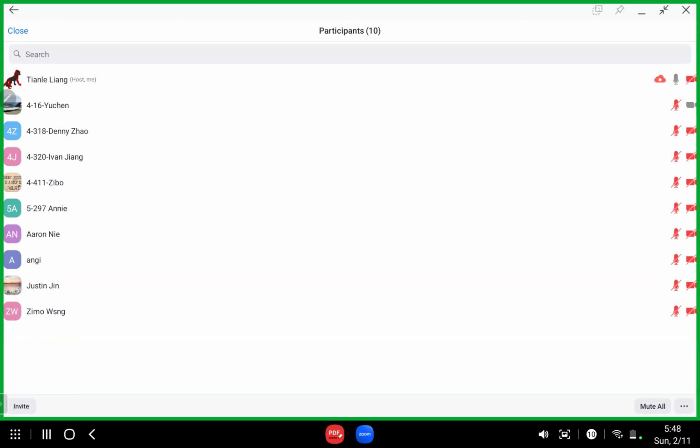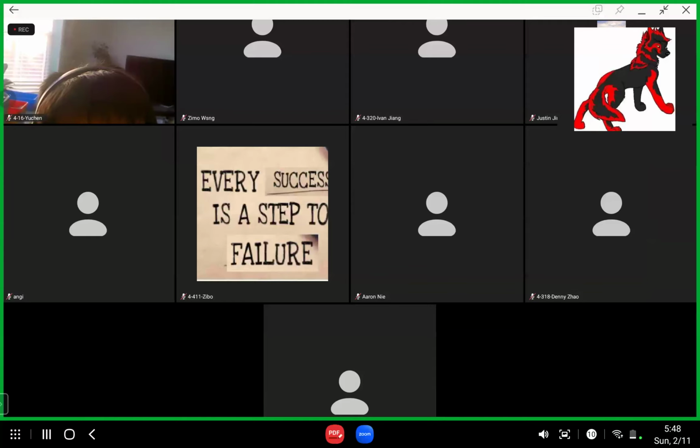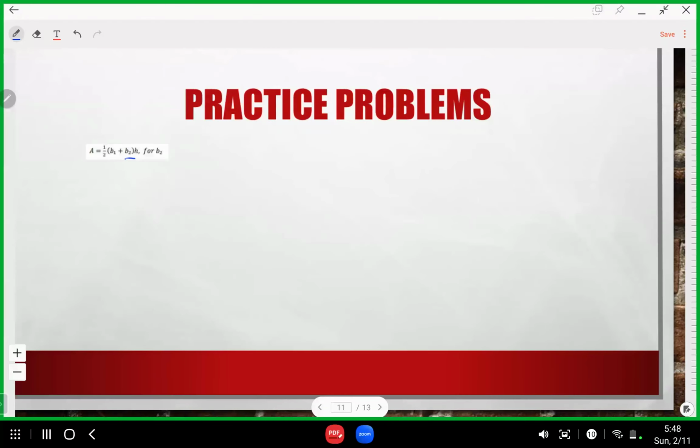If there are no volunteers, then I'll just walk through this myself, since this one is a little bit more difficult. There's more steps. So first we have to solve for b2, right? Obviously, this 1/2 here isn't really connected to this b2, so we can just get rid of it. So let's multiply both sides by 2. 2a is equal to b1 plus b2 times h.